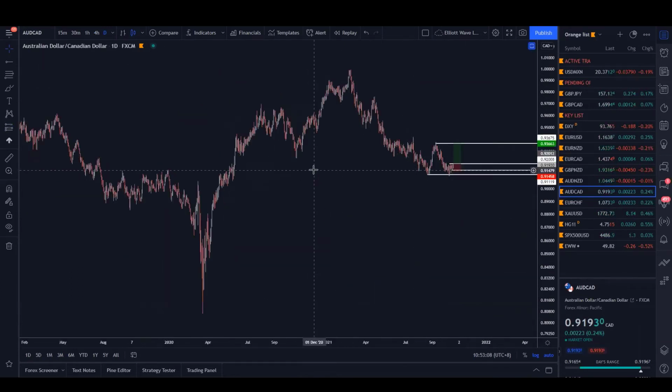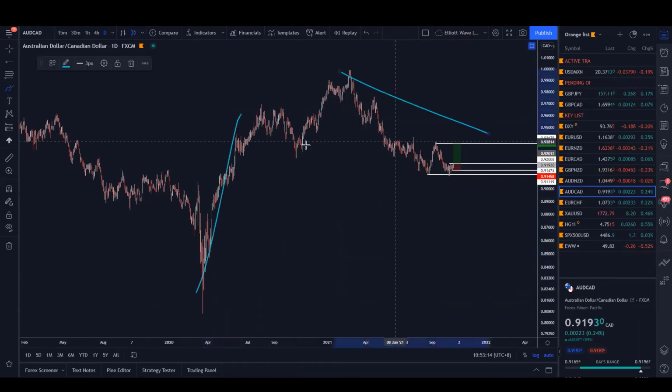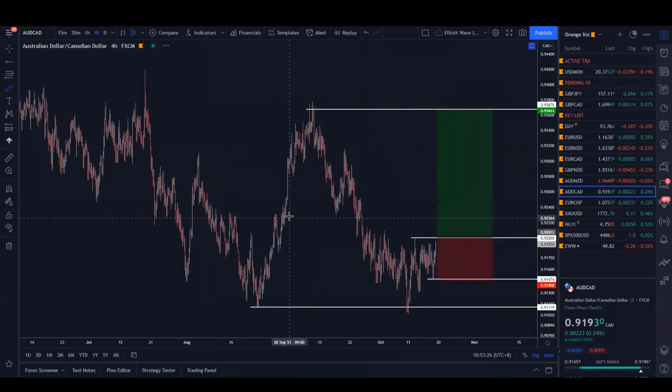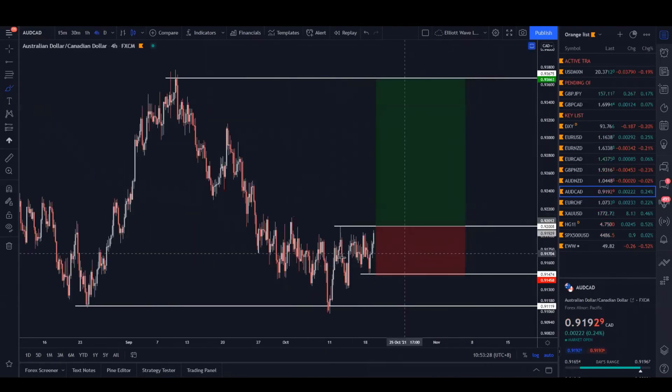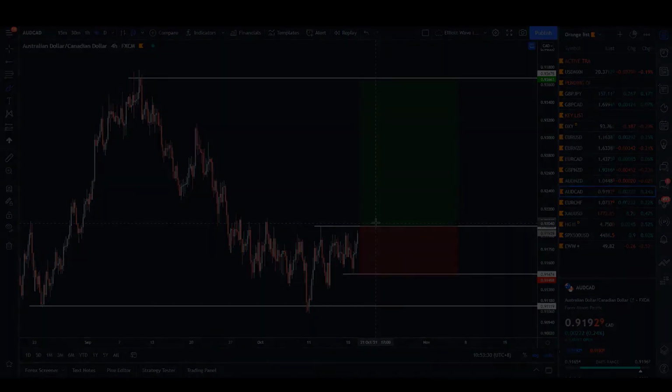You can see where we are in context as well. Can this be a huge impulse, and then this would be that corrective pattern? Possible. So this can even come back up here and reach somewhere at this point. So Aussie CAD, I will be putting in this order as well, because of all this alignment. The setup here is pretty clean.